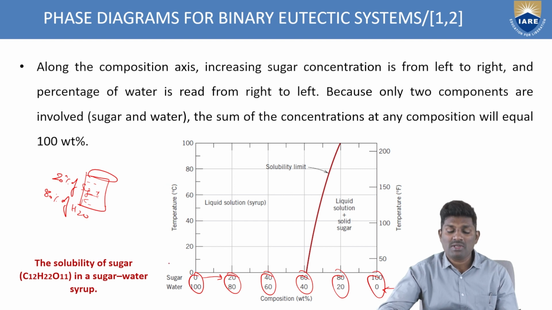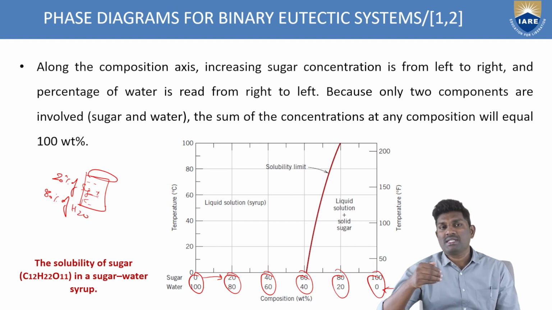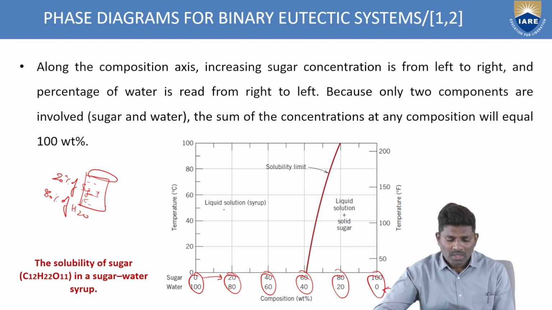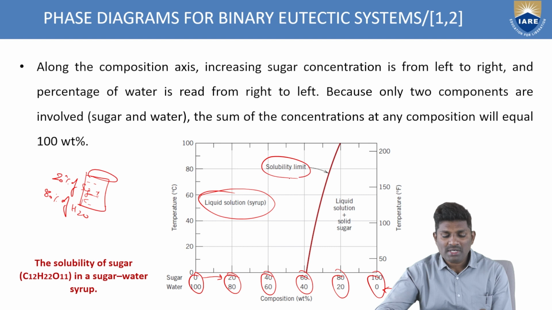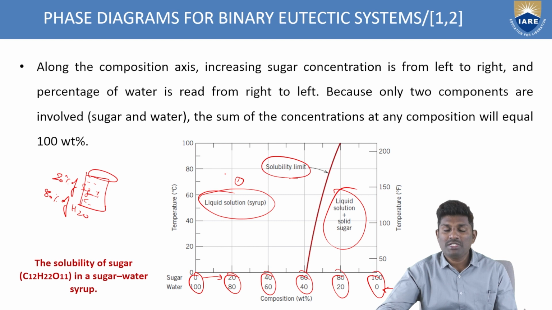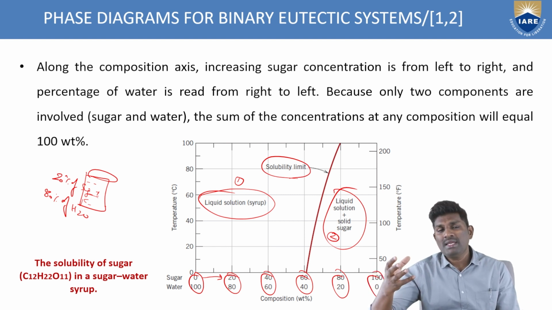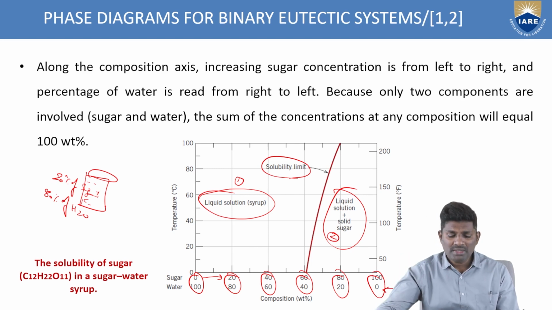And of course along the y-axis you have the temperature. Now if you increase the temperature, as we discussed in the previous slides, the solubility limit can be increased. At the initial position you have the liquid syrup. If you add sugar slowly, it is dissolved. Now after reaching the solubility limit, you have two regions. The first one is the liquid solution, which is the complete syrup of the sugar. And the second one, after reaching that solubility limit, is solid plus liquid syrup. So two things we have in this.